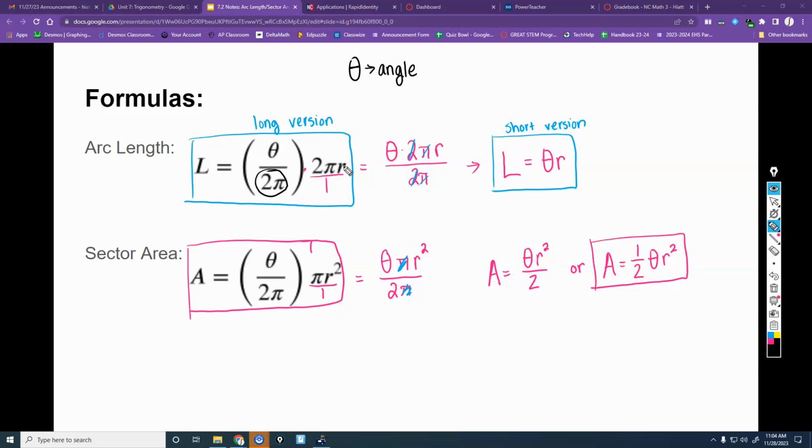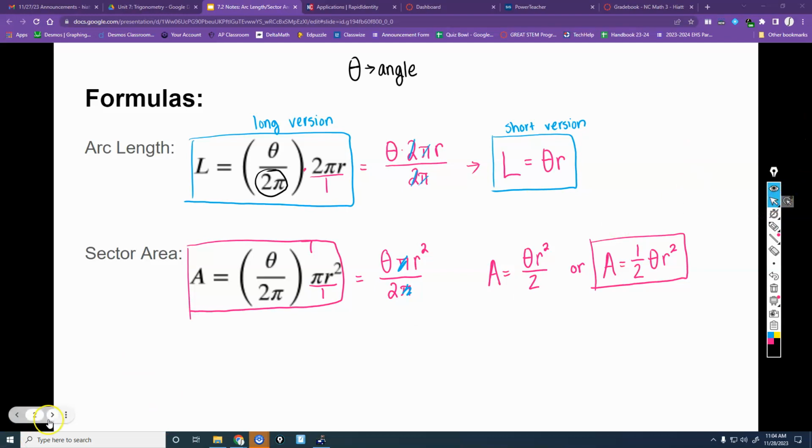So if you already know degrees, you don't have to learn a new one for radians. And the short and the long, there's no difference. You can use either one. I'll show you how they both give you the same answer. The short one is going to be easier to use, but if you already know your degree formula, then all you've got to do is change 360 to 2 pi, and you know your radians.